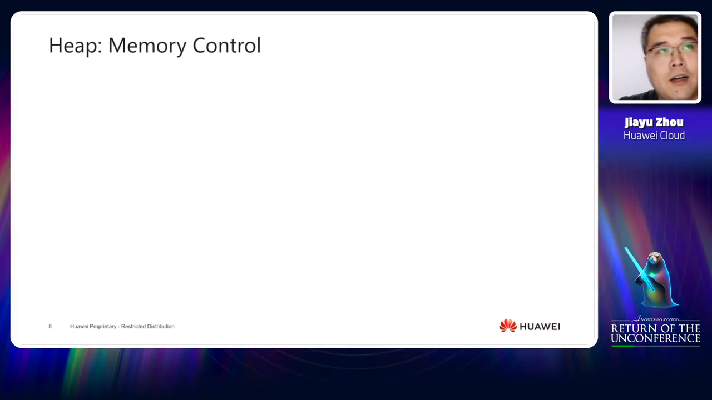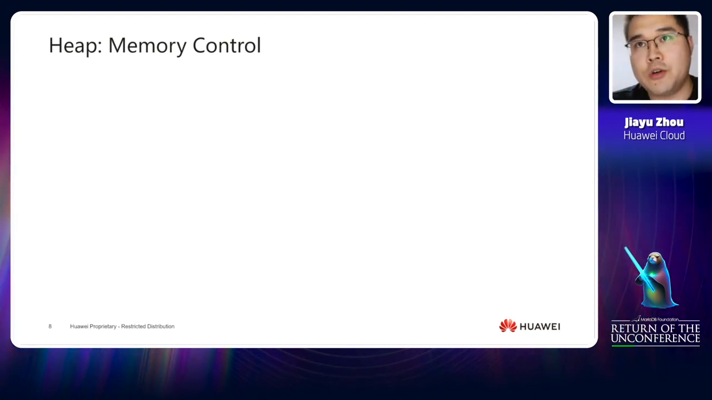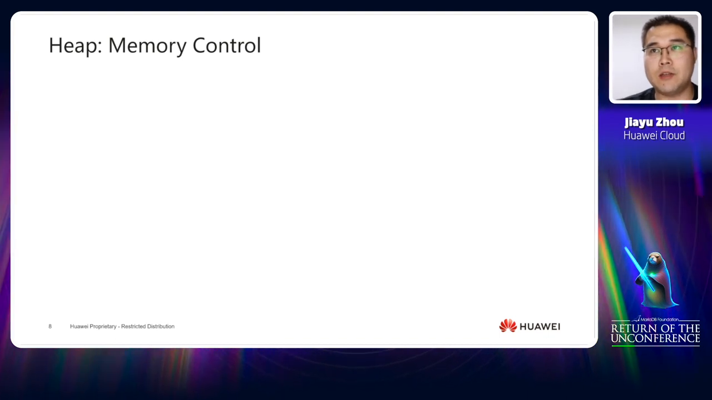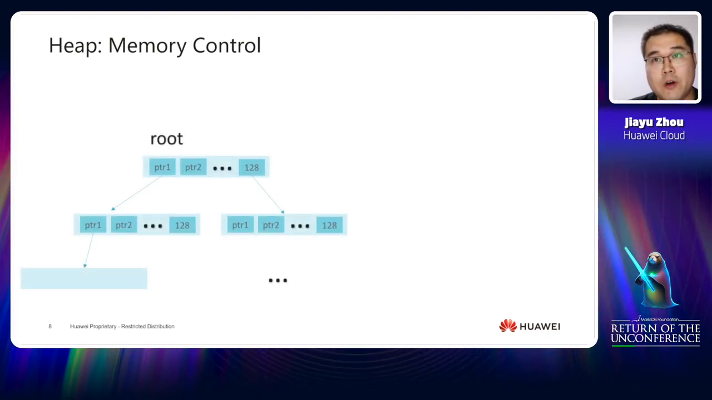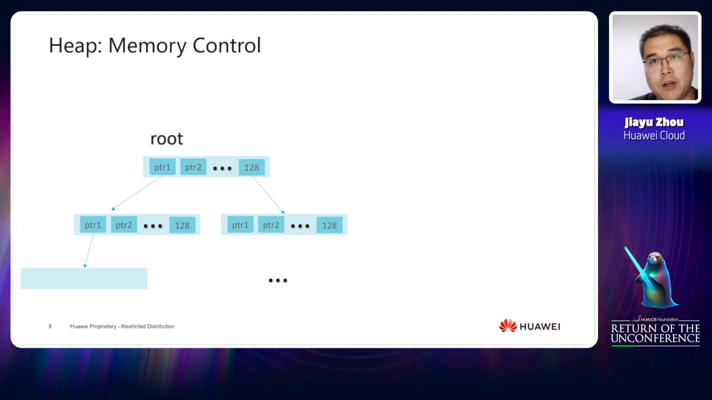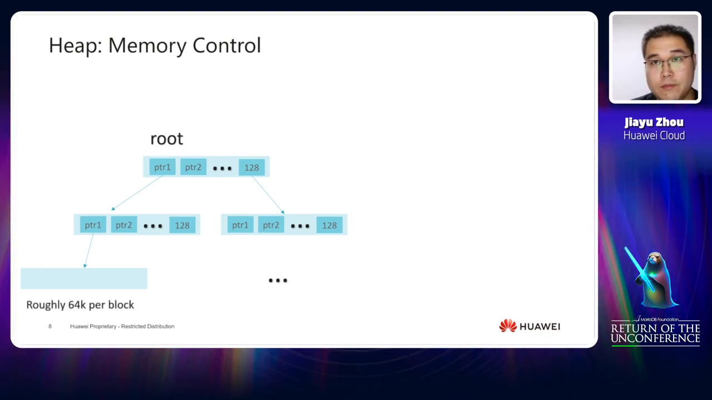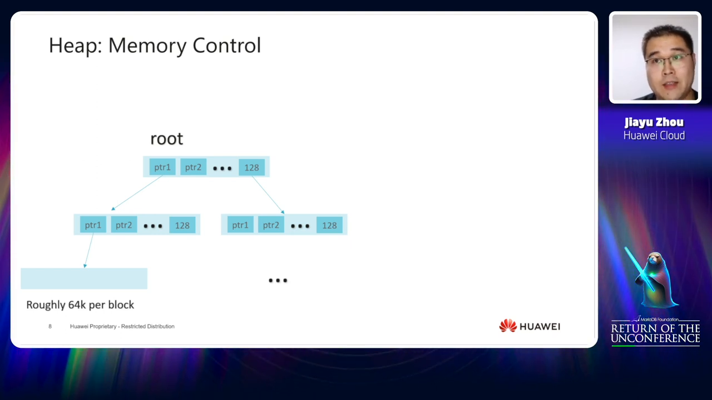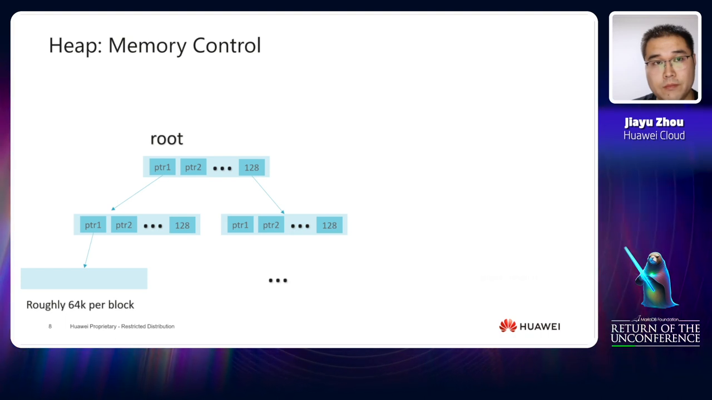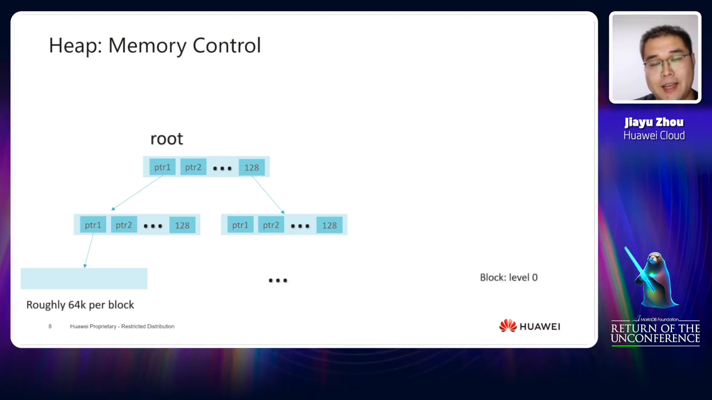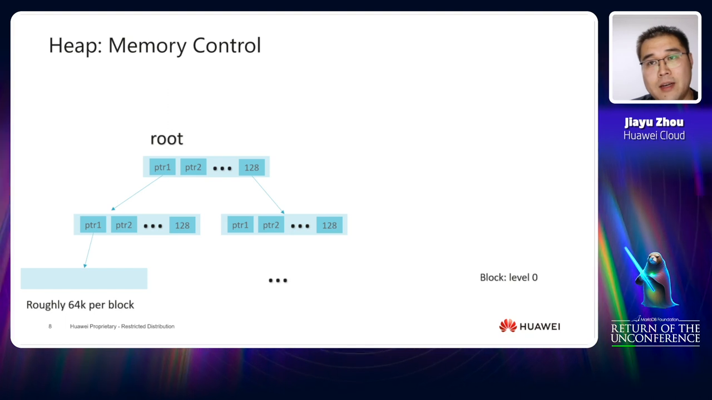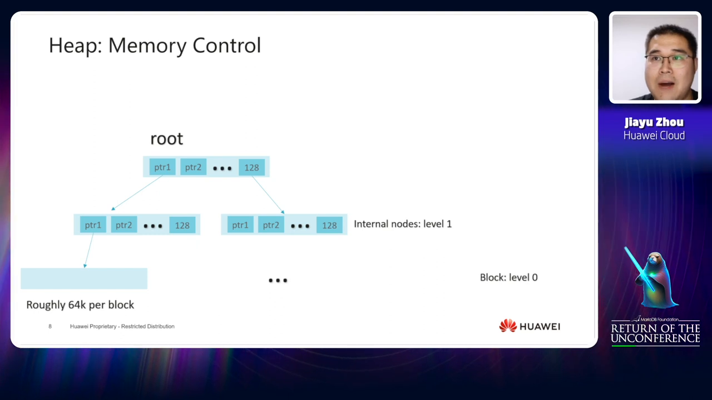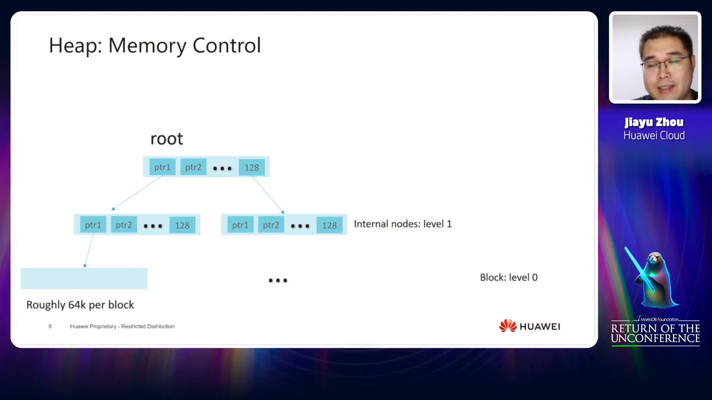First of all, let's check Heap engine's memory control. The Heap engine's memory management is a tree structure. Every node in this tree is a memory block, which is roughly 64 kilobytes. The bottom layer, or we can say the leaves of the tree, only stores data, just like a B+ tree. And the internal layer only stores pointers. The pointers are pointing to the blocks in the next layer.